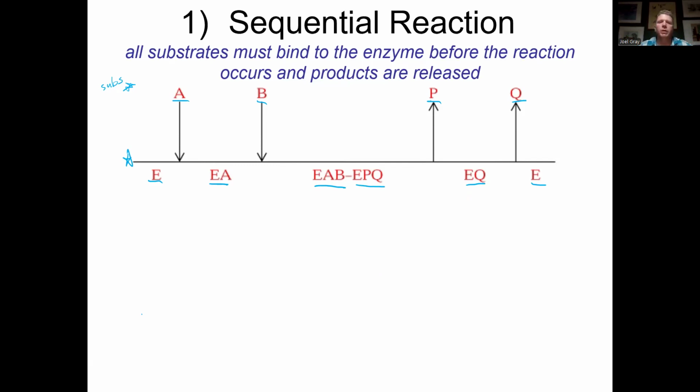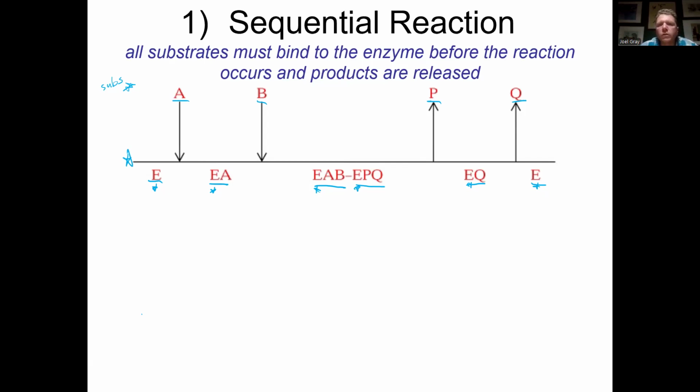Now, there's a couple of things to bring up about this. One, our enzyme was a constant. E was a constant. E never changed. What E was bound to changed, but E was always E. Okay? I bring that up because in one of our next models, we'll see it a little bit differently.